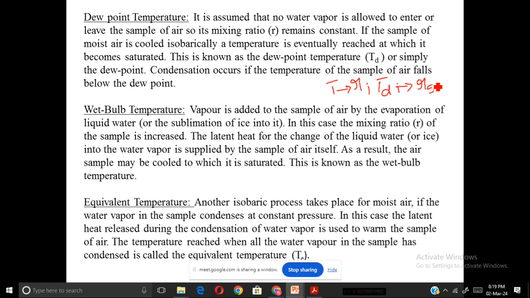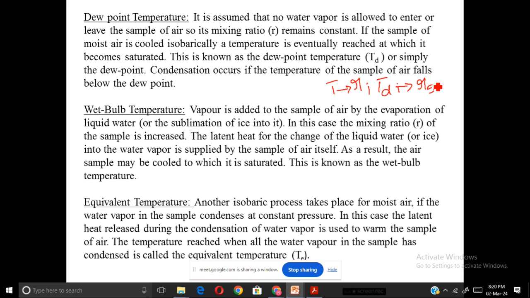So dew point temperature: it is assumed that no water vapor is allowed to enter or leave the sample of air, so the mixing ratio of the parcel remains constant. No water vapor entering or leaving means the mixing ratio will be constant. And now the sample of moist air is cooled isobarically. We are reducing the temperature of the parcel at constant pressure, and eventually the temperature is reached at which it becomes saturated.